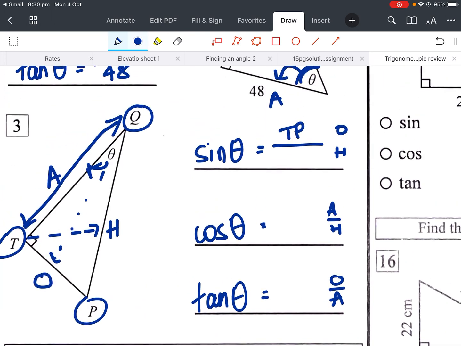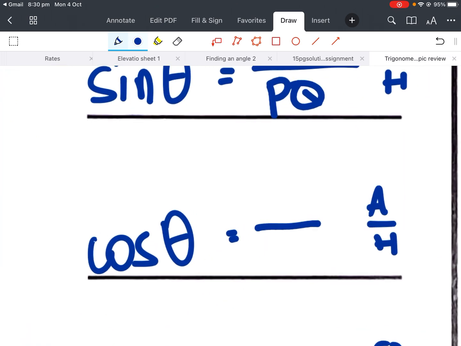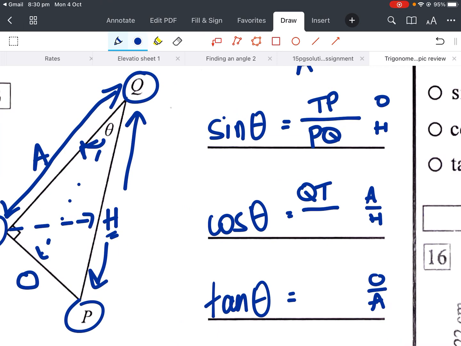Okay, so if I look at the H side, what are the two letters at either end? PQ, QP, doesn't matter what order you do it in. So there you go, PQ. Do the same for cos. The adjacent side has a T at one side and a Q at the other. TQ or QT. And hypotenuse again is PQ.